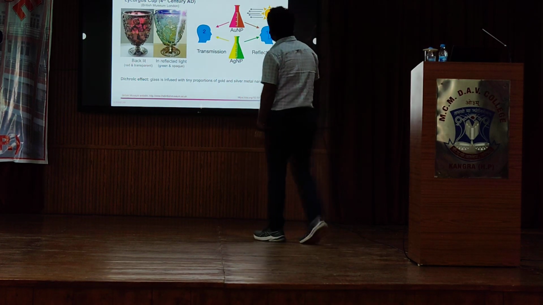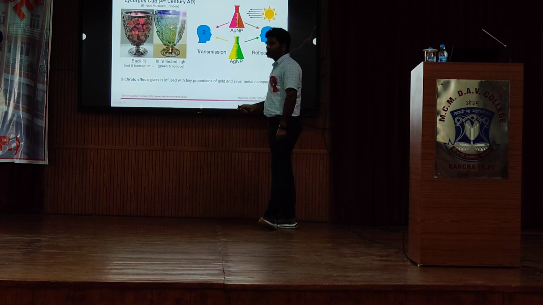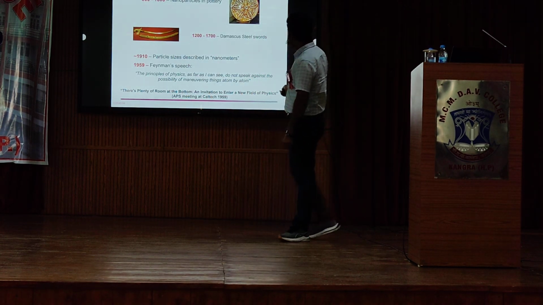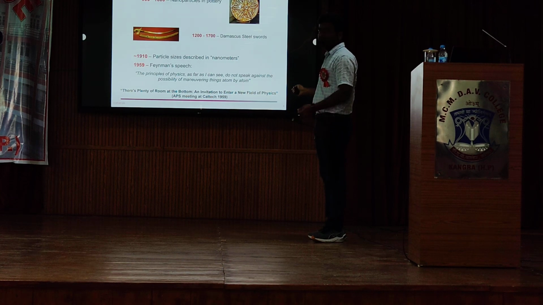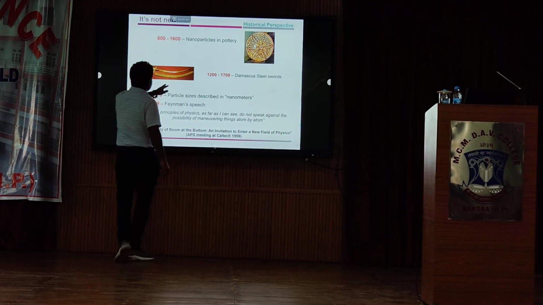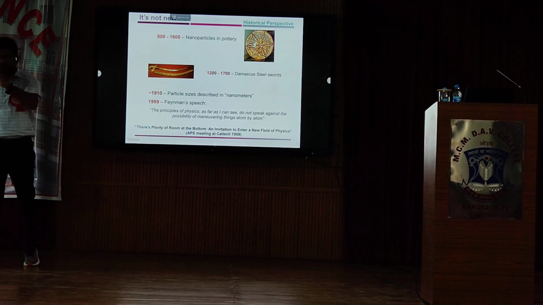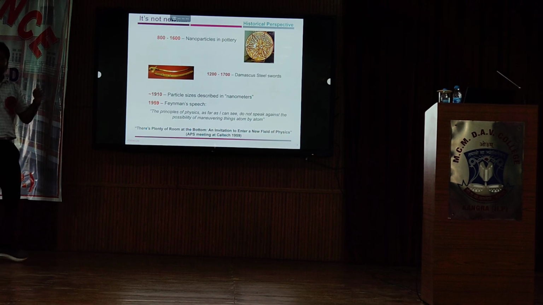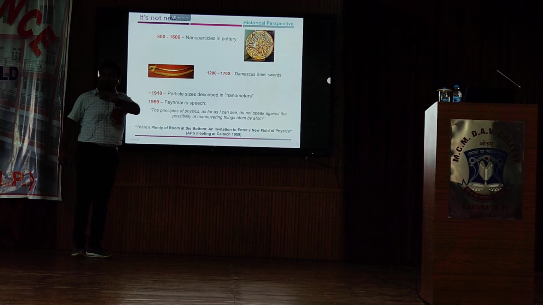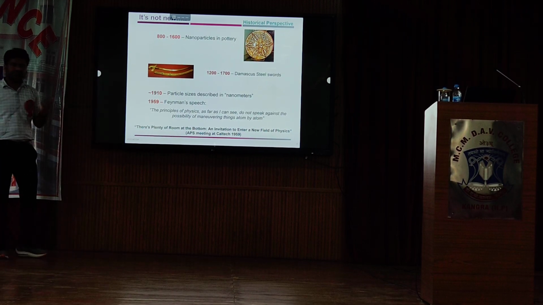This picture shows why in transmitted mode it looks red, and in reflection mode it looks greenish. I am not going into that detail. Another example is pottery, which has nanoparticles for coloring. People were using them from ancient times. And this is the Damascus sword, which has very high strength and is very sharp. It has high strength because of carbon nanotubes coated on the sword, which grow during the foundry process. People were not aware of it, but nanomaterials existed from ancient times.